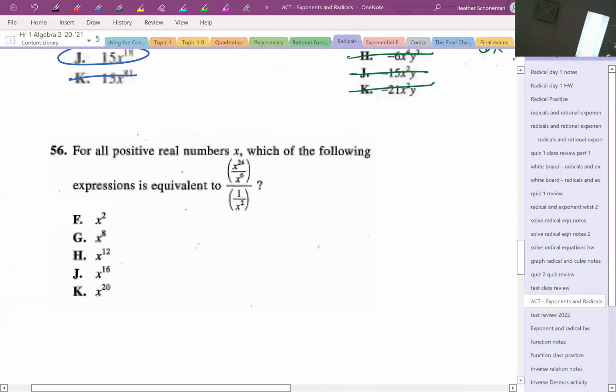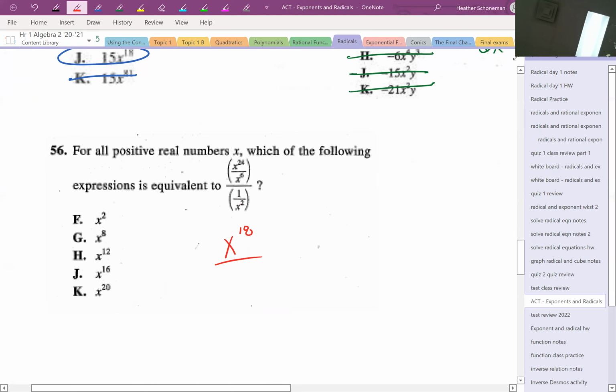Okay, what about 56? It looks like a mess because we got a fraction over a fraction, but let's see if we can simplify it. On the top, I got 24 divided by 6. Well, when it's exponents, we subtract. So 24 minus 6 is 18. So I have x to the 18 over. On the bottom, somehow I just got to simplify this. And I can't leave it as 1 over x squared.